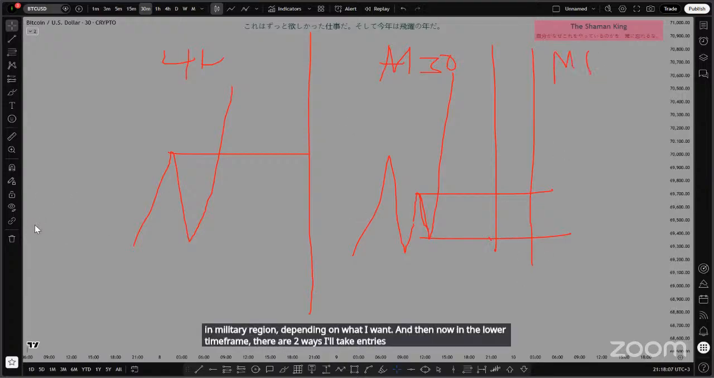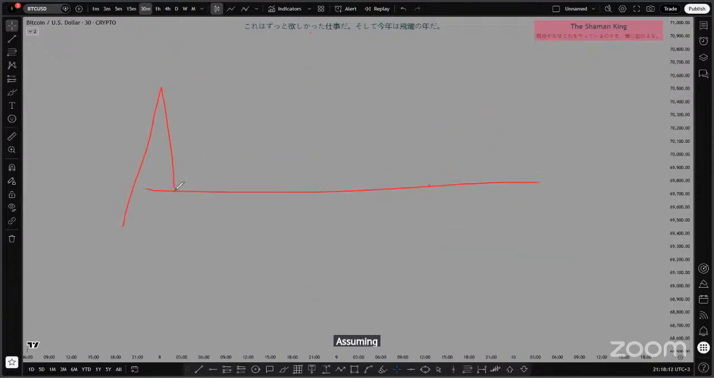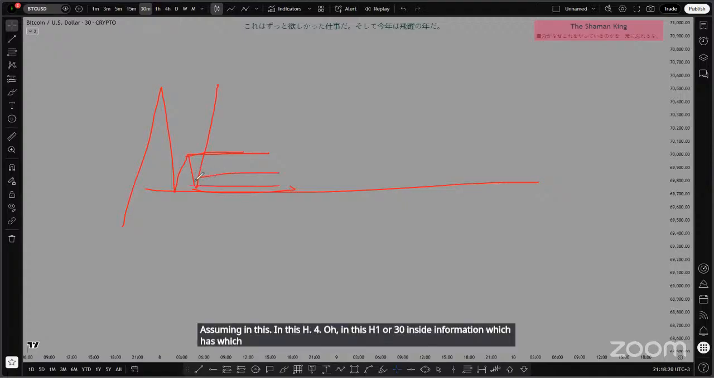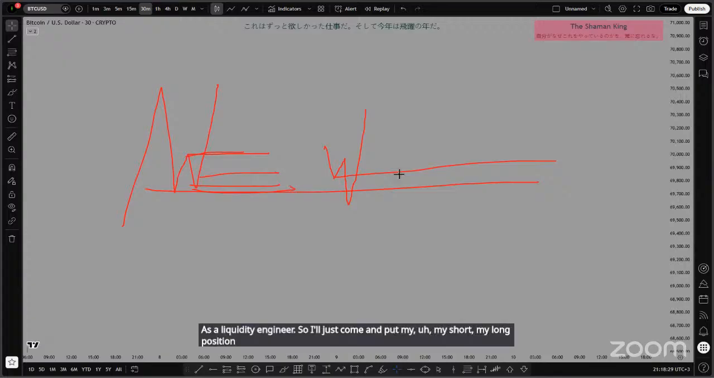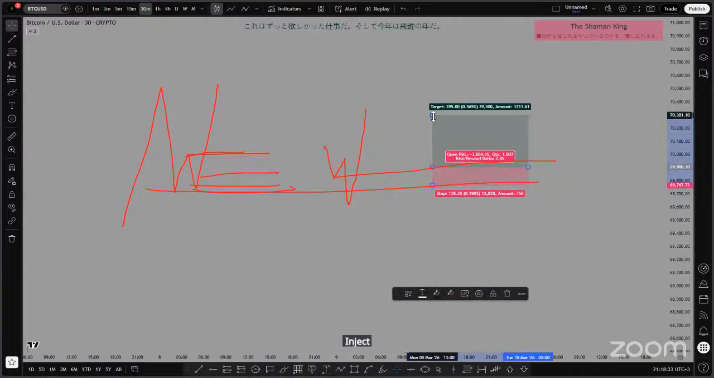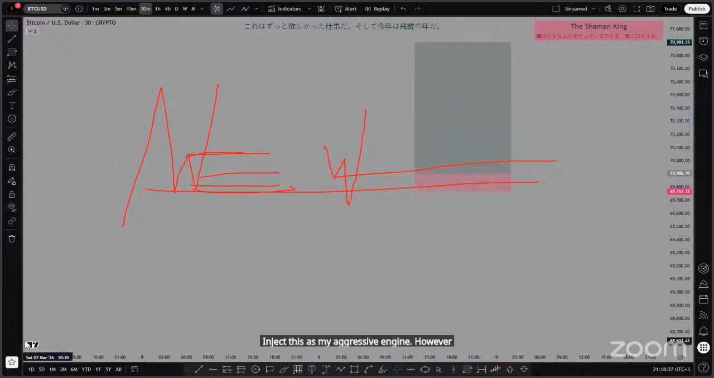So once price has stopped at the key level, assuming in this H4 or in this H1 or M30 inside formation, which has an order block, when I go to the lower time frame, I refine and find, let's say, my entry model as a liquidity engineering. So I'll just come and put my long position over here and take this as my aggressive entry. However, this is one way I take.